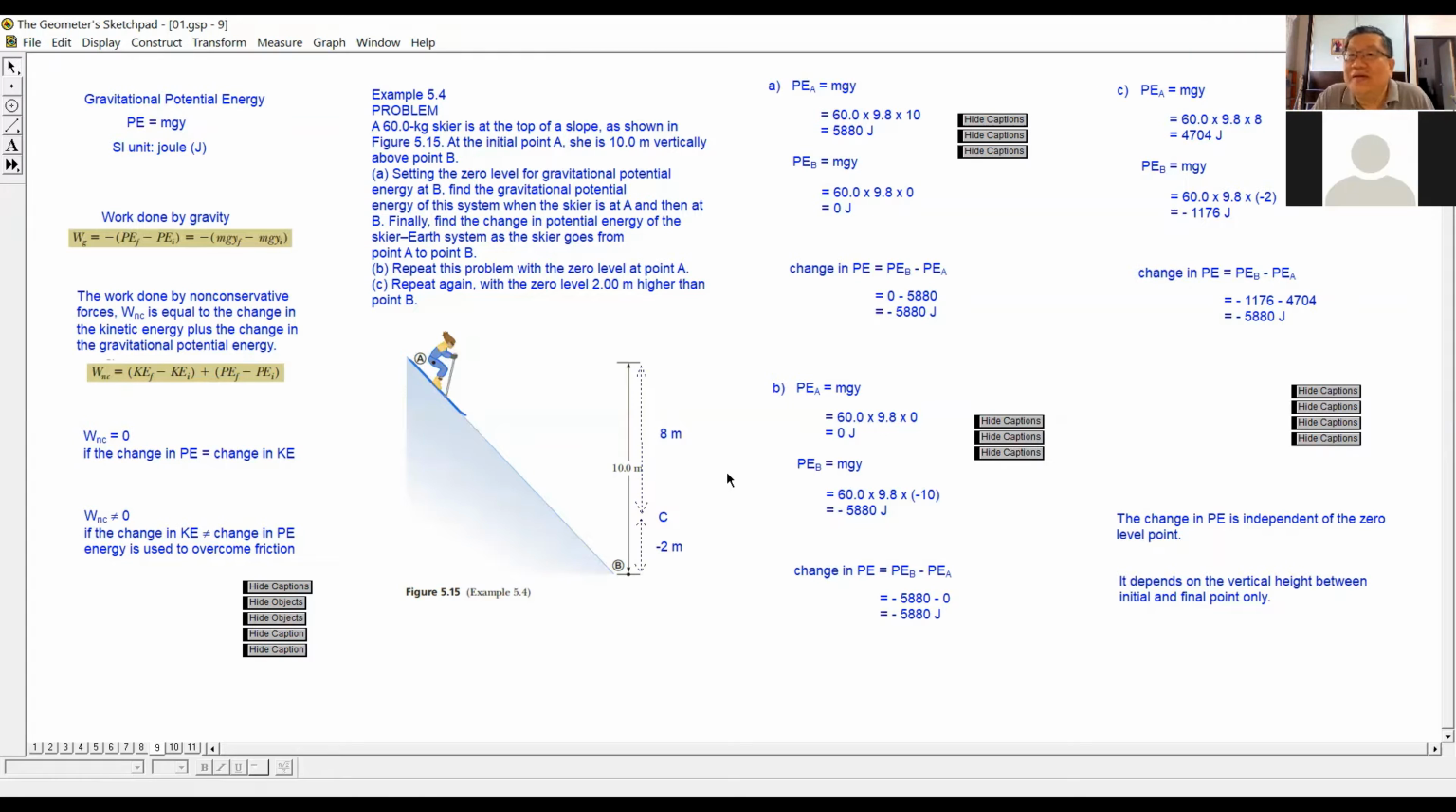Can you tell me where is the starting point? We say that the height here is 10 meters. Okay, positive 10. Where is the reference point? Where is the starting point? Where is the zero point? Is it at B or is it at A? Or is it somewhere else?